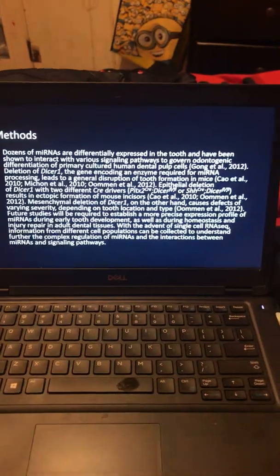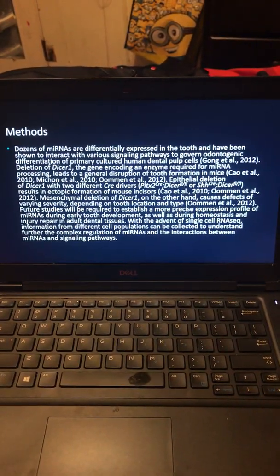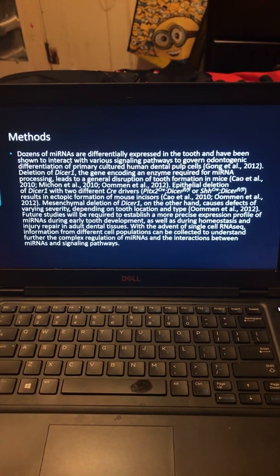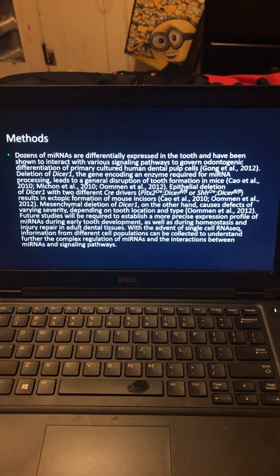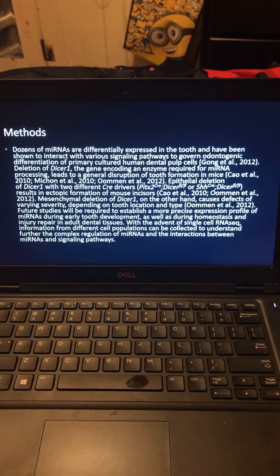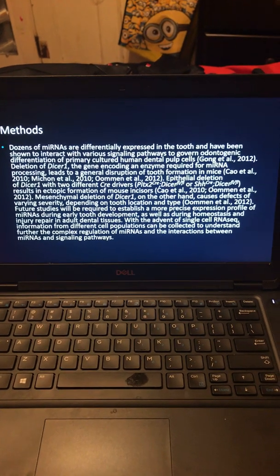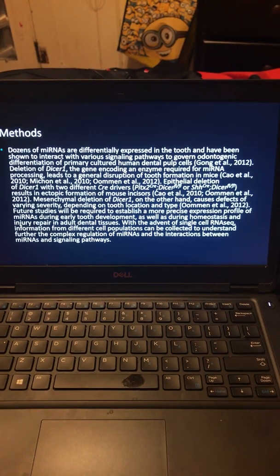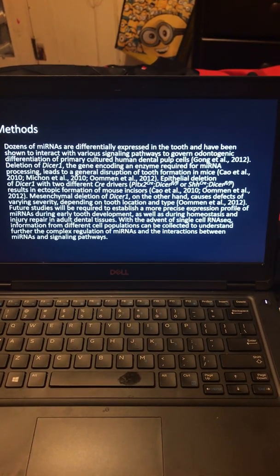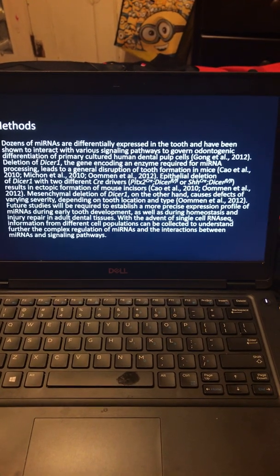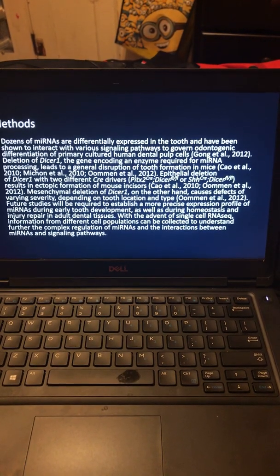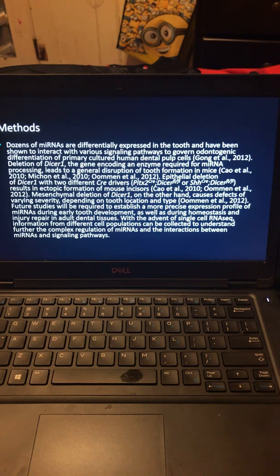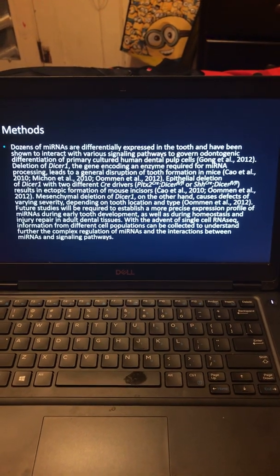There is also another method of going about this. There are dozens of miRNAs. They are differently expressed in the tooth and have been shown to interact with various signaling pathways to govern odontogenic differentiation of primary cultured human dental pulp cells. The deletion of DICER1, the gene encoding an enzyme required for miRNA processing, leads to a general disruption of tooth formation in mice. The epithelial deletion of DICER1 with two different CRE drivers results in ectopic formation of mouse incisors. Mesenchymal deletion of DICER1, on the other hand, causes defects of varying severity depending on tooth location and type.